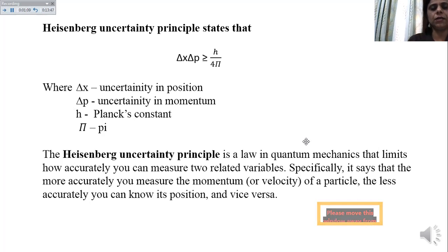The Heisenberg uncertainty principle is a law in quantum mechanics that limits how accurately you can measure two related variables. Means the position and momentum are related to each other, this is 100% sure, but inversely. Specifically, it states that the more accurately you measure the momentum of a particle, the less accurately you can measure its position, and vice versa.